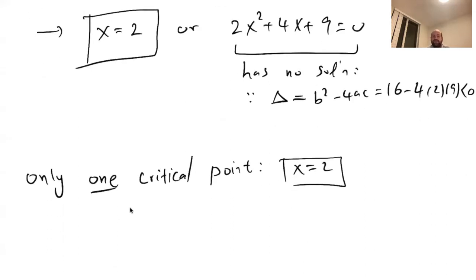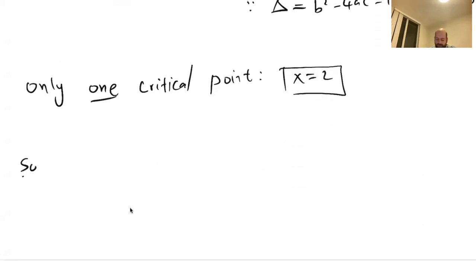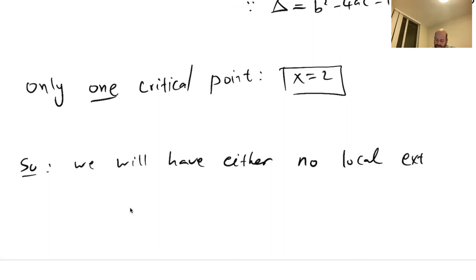Well, similar to the previous example, when we have only one critical point, it suggests that we have either no local extremum or exactly one local extremum.